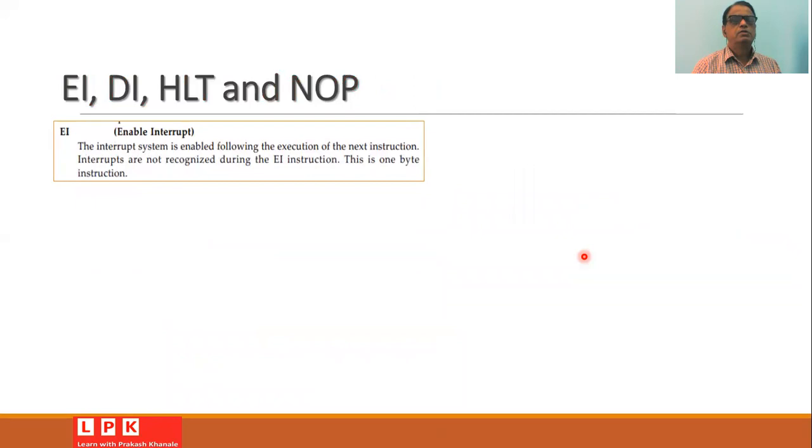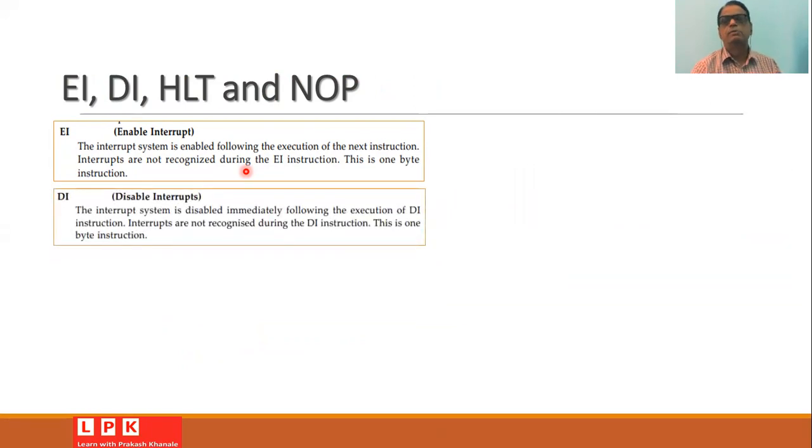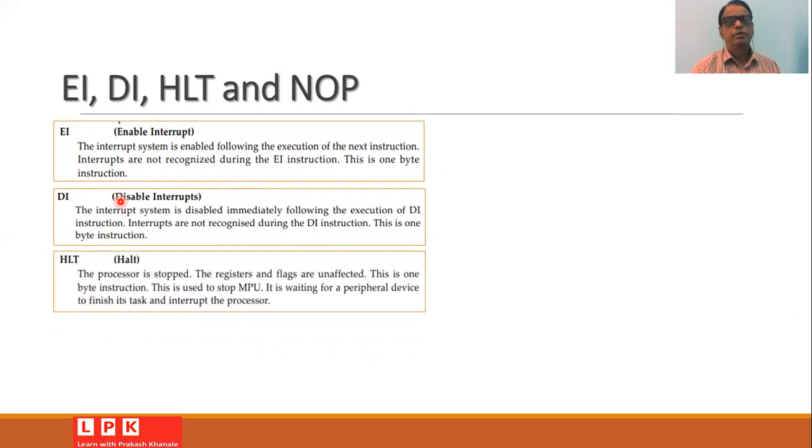Another instruction that is useful is EI, enable interrupt. The interrupt system is enabled through this instruction. So interrupts are recognized after the enable interrupt instruction, and this instruction is a 1-byte instruction. If you want to disable the interrupts, then you can make use of the instruction DI, where the interrupt system is disabled immediately following the execution of the instruction DI. This is also a 1-byte instruction.